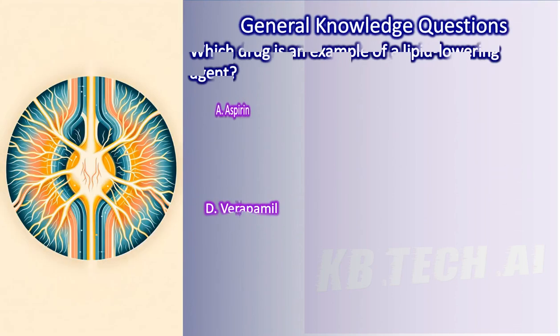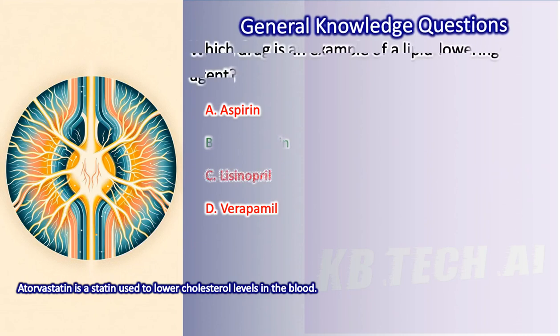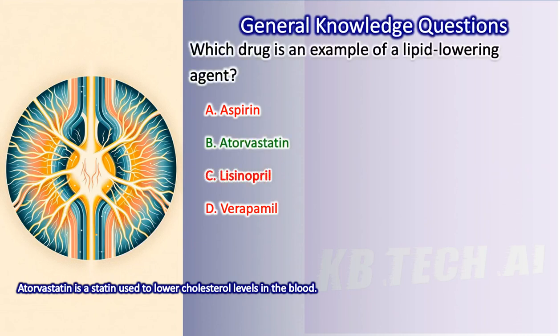Which drug is an example of a lipid-lowering agent? Option 1, aspirin. Option 2, atorvastatin. Option 3, lisinopril. Option 4, verapamil. The answer is option 2, atorvastatin.